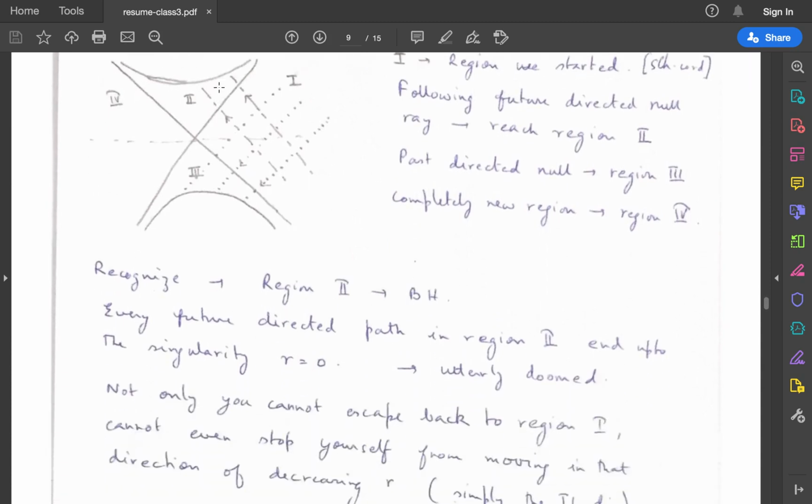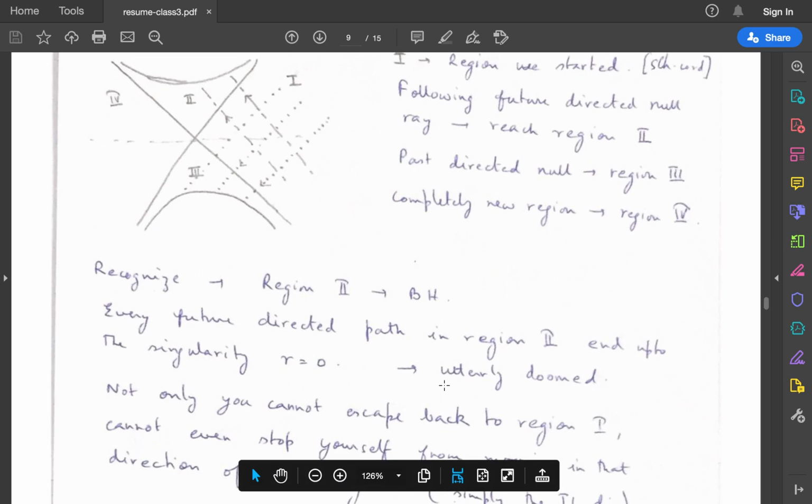Recognize that region 2 is the black hole we have been discussing. Even light cannot come back. If light follows this timelike direction, it has to continue until it hits r equal to 0. Every future directed path in region 2 ends up at the singularity r equal to 0. Any point will always hit this r equal to 0. So it represents that we are utterly doomed; it will always converge to the black hole.